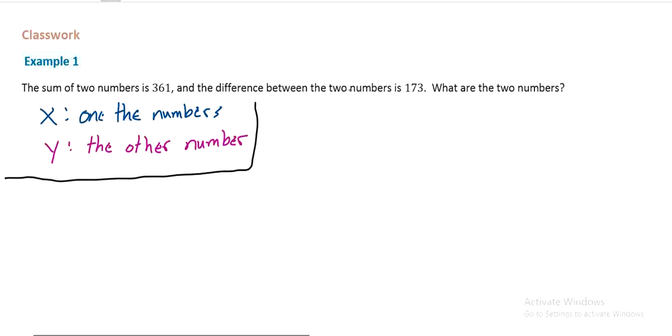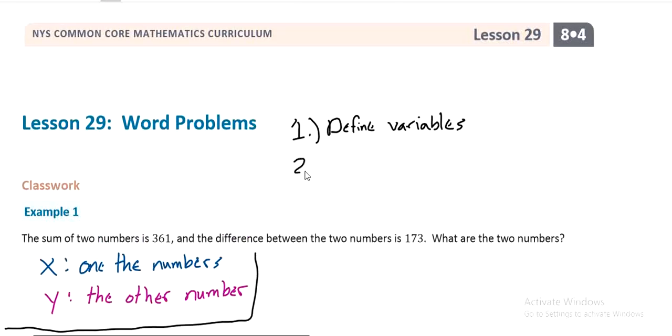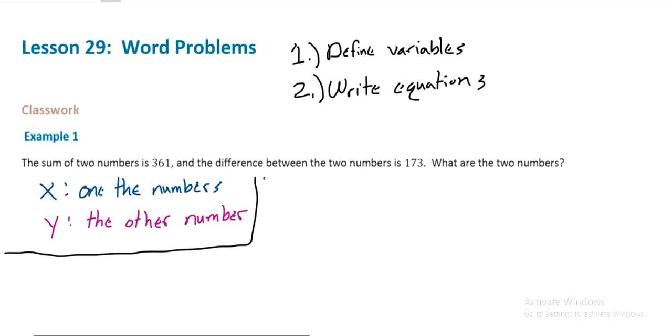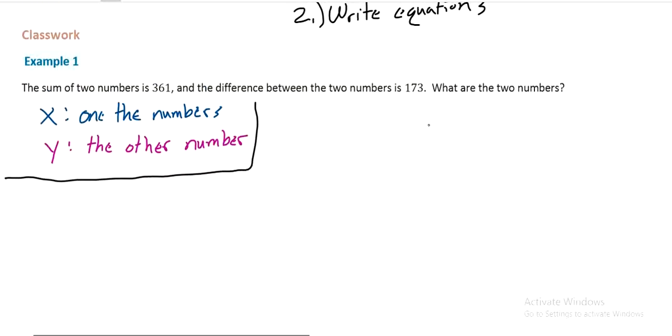Crucial step, step number 2, is to write our equations. In this case, we have to come up with our equations. So what are the equations we have? Well, I know that every equation has an equal sign, so let's start out with that. And this one's kind of simple. It just says the sum of two numbers. Well, sum means addition. And the two numbers we're talking about, one of them is x, because we just said x is one of the numbers, and the other one is y. So x plus y equals, and the sum is 361.